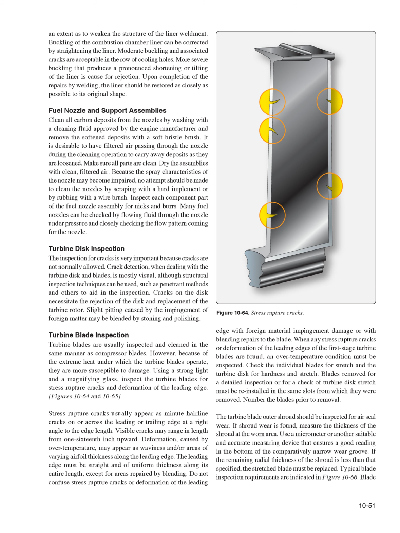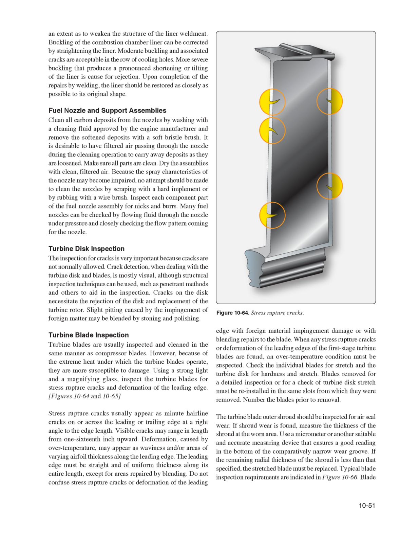Fuel nozzle and support assemblies: clean all carbon deposits from the nozzles by washing with a cleaning fluid approved by the engine manufacturer and remove the softened deposits with a soft bristle brush. It is desirable to have filtered air passing through the nozzle during the cleaning operation to carry away deposits as they are loosened. Make sure all parts are clean. Dry the assemblies with clean, filtered air. Because the spray characteristics of the nozzle may become impaired, no attempt should be made to clean the nozzles by scraping with a hard implement or by rubbing with a wire brush.